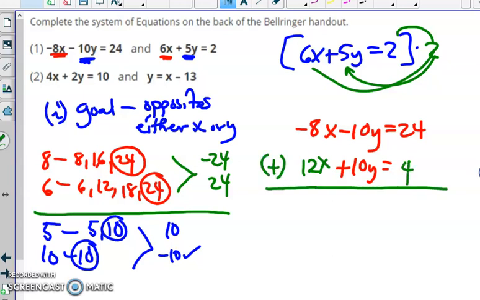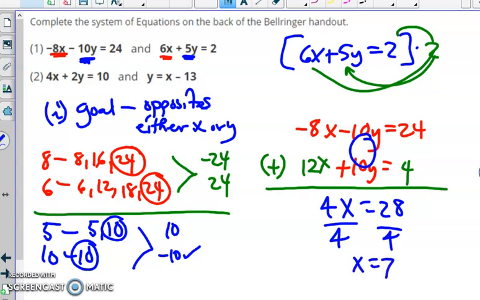So we're going to add these two equations. And by doing so, it eliminates the y altogether. So 12x, take away 8x, is 4x, equals 28. Divide both sides by 4, and x is 7.